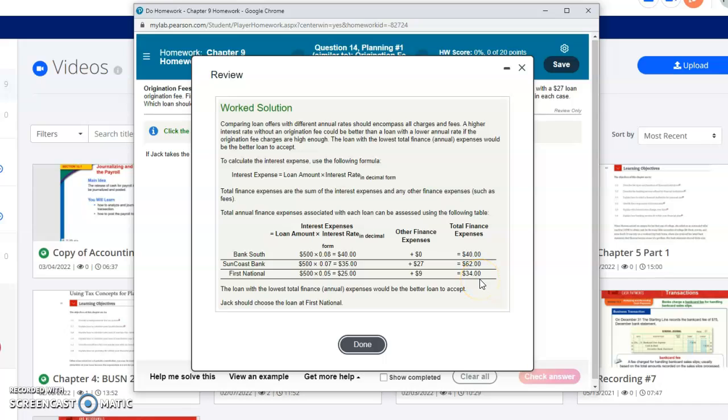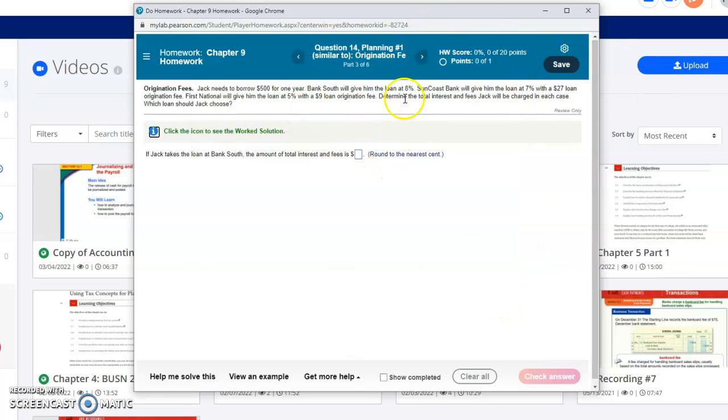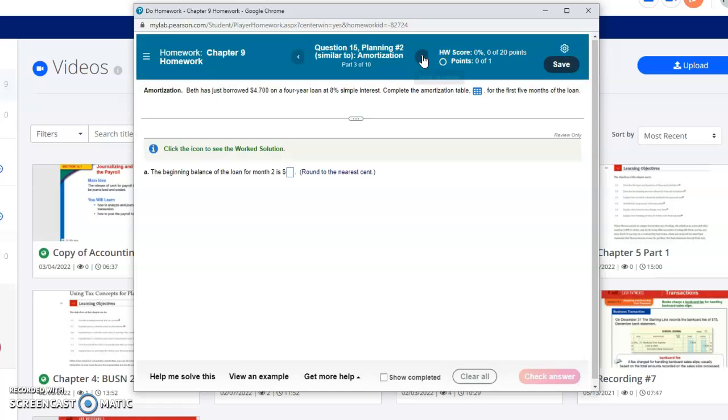So in essence, the loan with the lowest total finance expenses would be the better loan to accept. So First National would be the best one to go with. So just kind of think about that, use the e-text, but I just wanted to pull that up to show you that when you do that question when it comes up for you, because again, they could be different. This other one is about amortization.